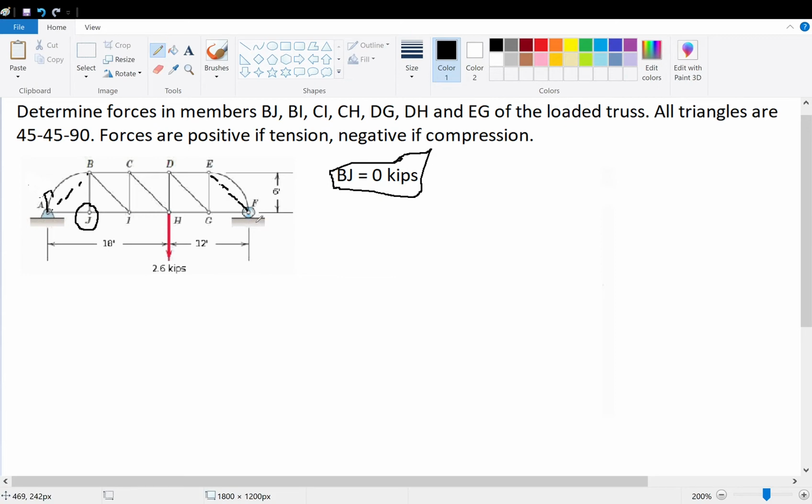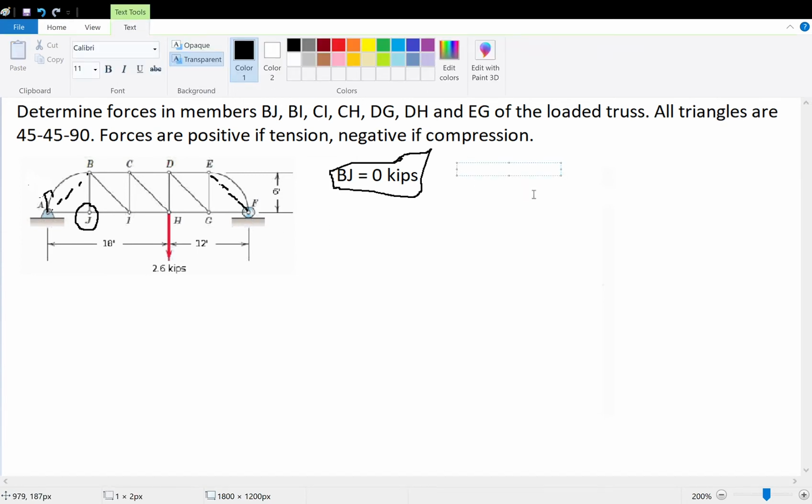Next, what you're probably going to want to do is find the moment about either A or F. I started with the moment about F, and from that, you can use method of joints and work about the entire truss. So the moment about F has to be equal to 0, and that will be equal to a negative 2.6 kip force going downwards times 12 feet away from the moment point F.